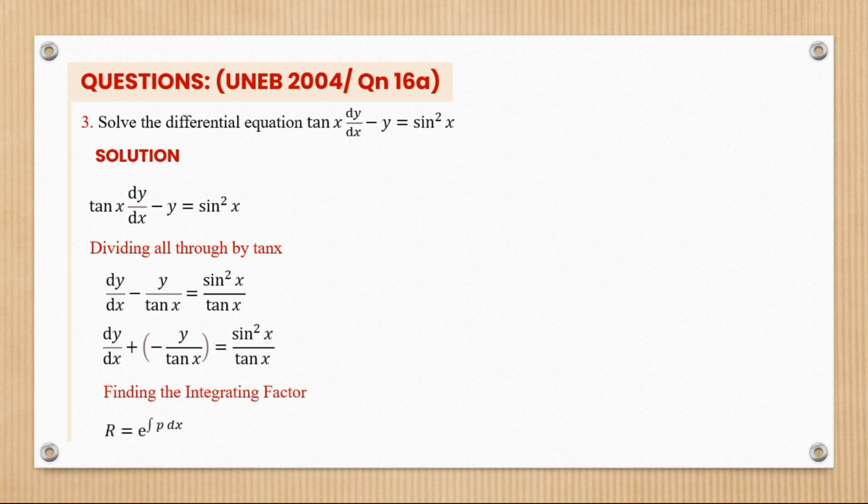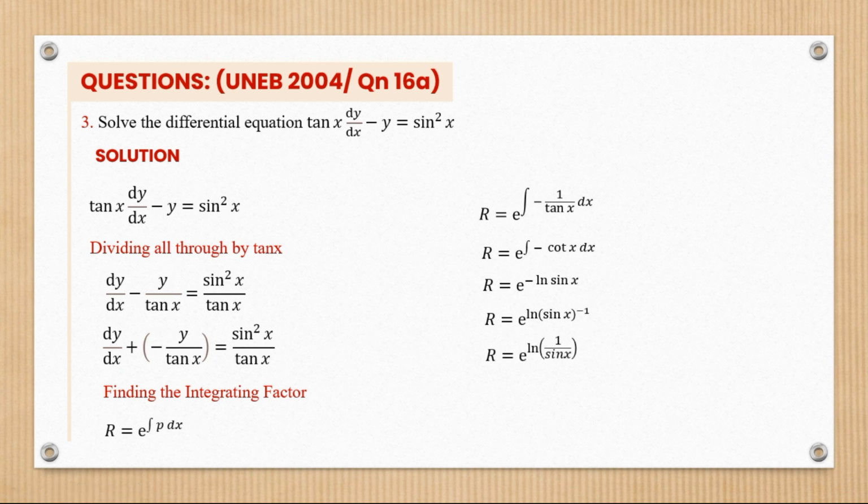So finding the integrating factor, p should be equal to negative 1 over tan x. Now 1 over tan x is the same as cot x, so we have a negative cot x. The integral of cot x is ln sine x, but now we'll have a negative ln sine x. Remember, from the properties of natural logarithms, you can take this negative and make it the power. So we'll have sine x to the power negative 1, which is the same as 1 over sine x. From the rules of exponentials, you know that an e cancels out a ln, so we'll be left with r being equal to 1 over sine x.